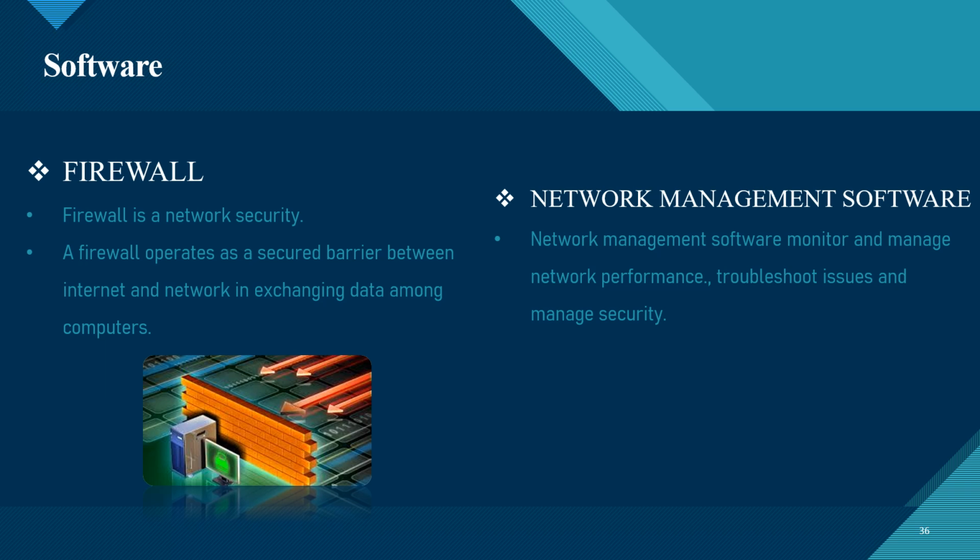Software. Firewall. A firewall is network security. A firewall operates as a secured barrier between the internet and the network in exchanging data among computers. Network management software. Network management software monitors and manages network performance, troubleshoots issues, and manages security.